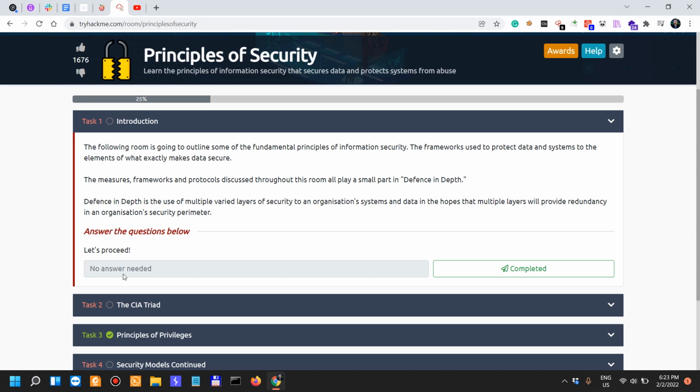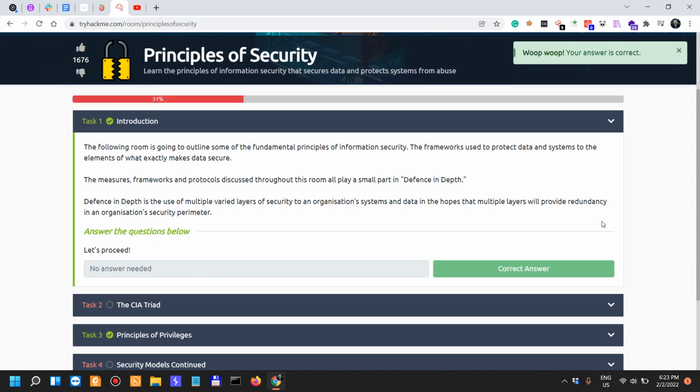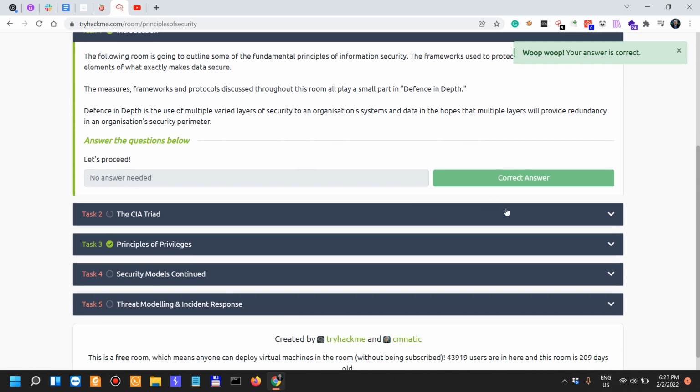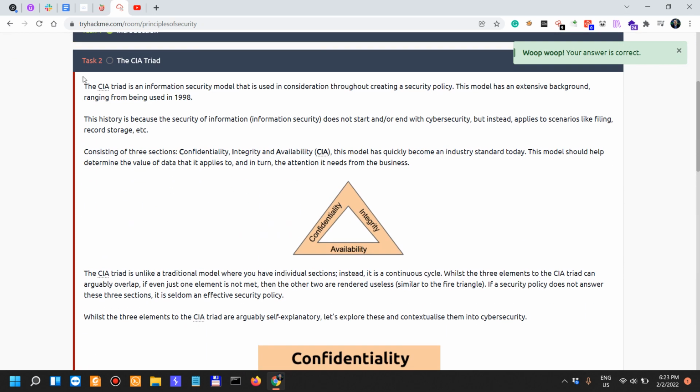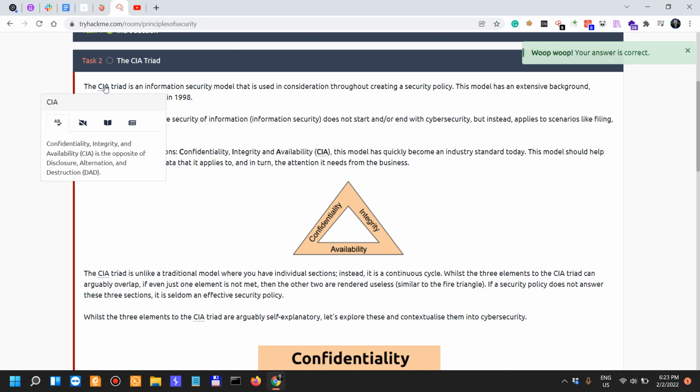Answer the question below. Let's proceed. No answer needed. That's completed. Wow, what a challenge. The CIA triad, and CIA stands for confidentiality, integrity, and availability, is the opposite of disclosure, alteration, and destruction. DAD. CIA DAD.